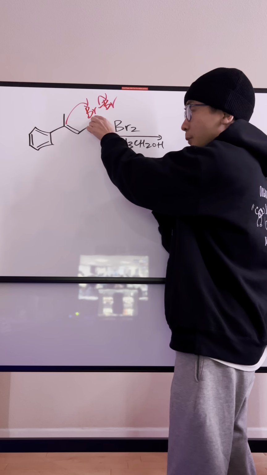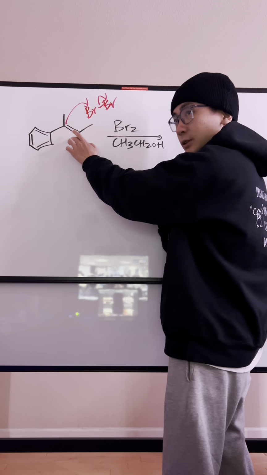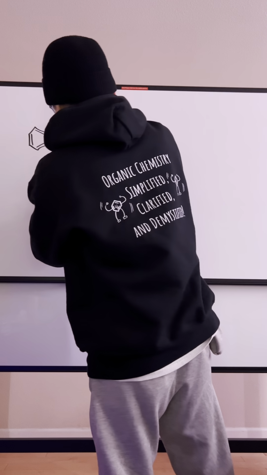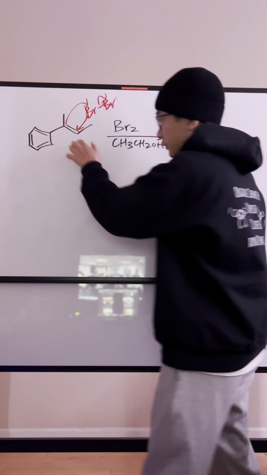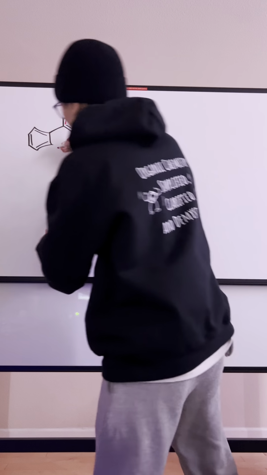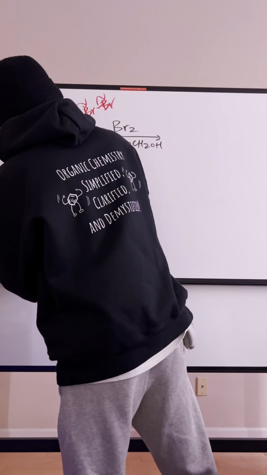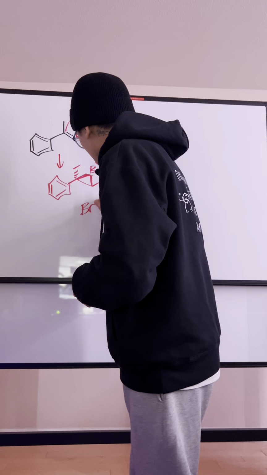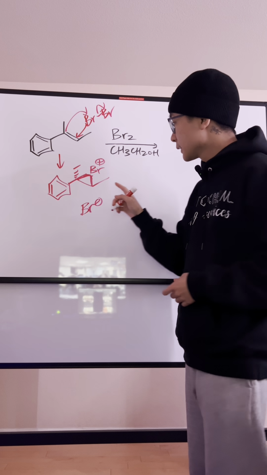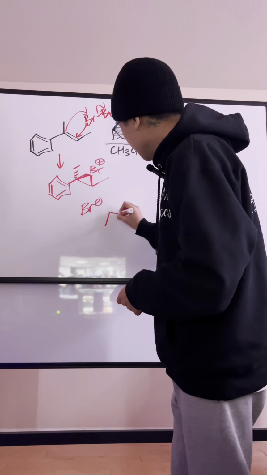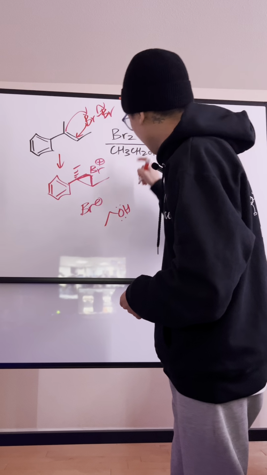And as this bromine is gaining electrons and this alkene is losing electrons, this bromine here is going to attack the other carbon of the alkene, forming this bromonium ion here. Once we have this bromonium ion, we now have a competition between two nucleophiles: the Br minus that got kicked out, and this ethanol from the protic solvent we have here.